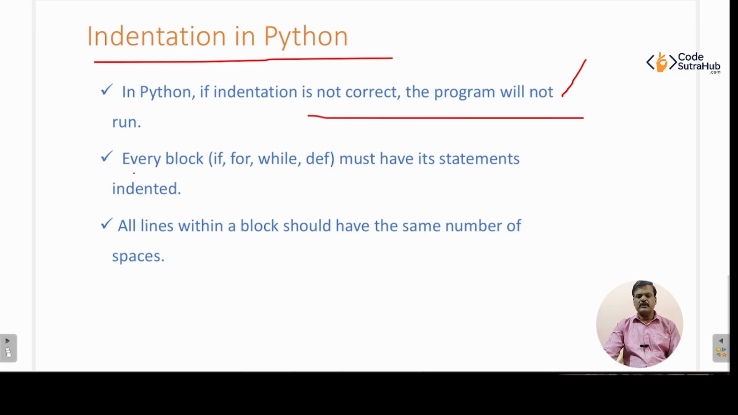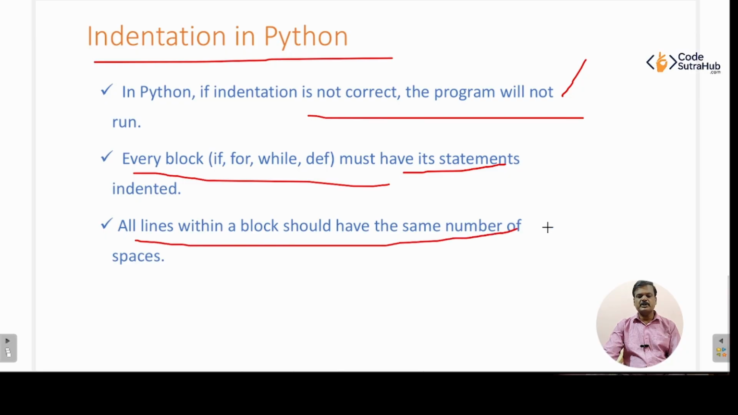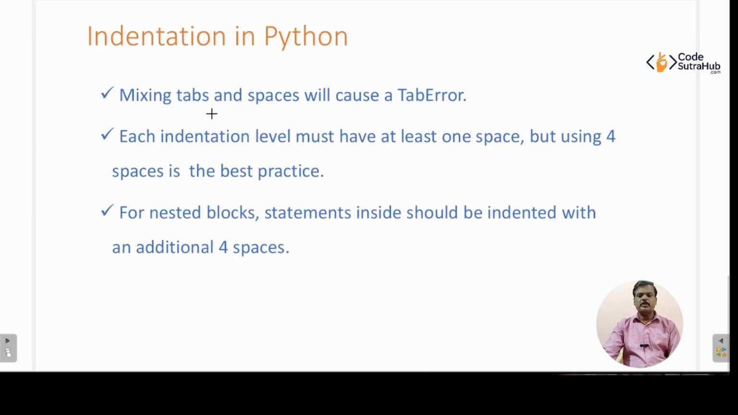Next, every block must have its statements indented. If one block is started, then all the statements within the block must have the indentation. Next one is, all lines within the block should have the same number of spaces. That means in the if block we have written two statements. The two statements must have the same spaces. Next, don't mix tabs with spaces. If you mix, you will get a tab error.